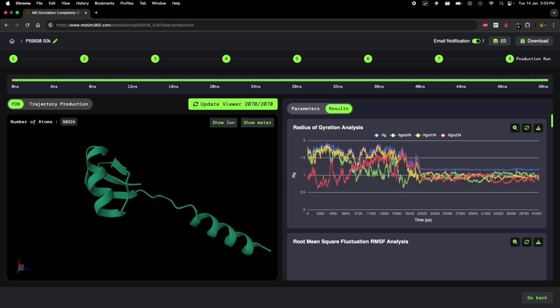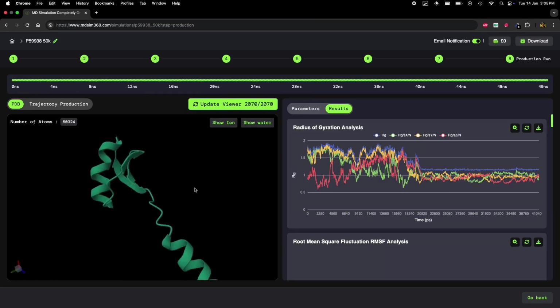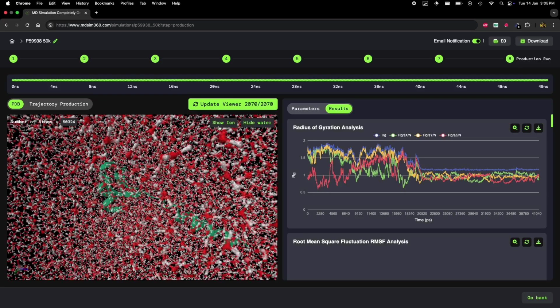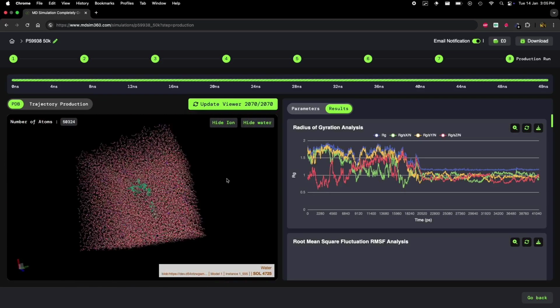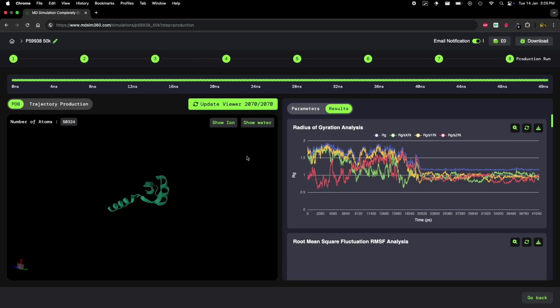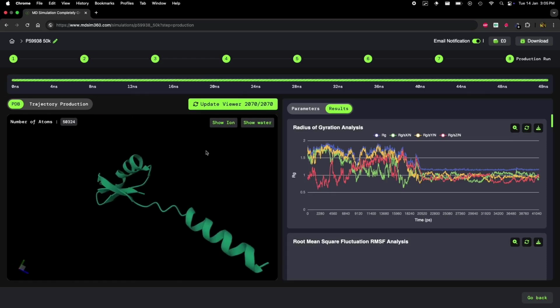First, let's understand protein folding. Here, we have our protein, identified by its unique ID within a system containing approximately 50,000 atoms. Let's take a look at the full system, which includes ions and water molecules. Now, let's temporarily hide them to focus on the protein. Protein folding is all about the protein finding its most stable structure.